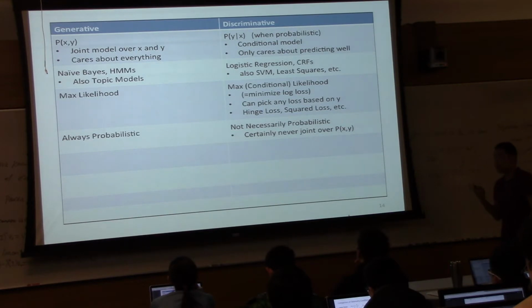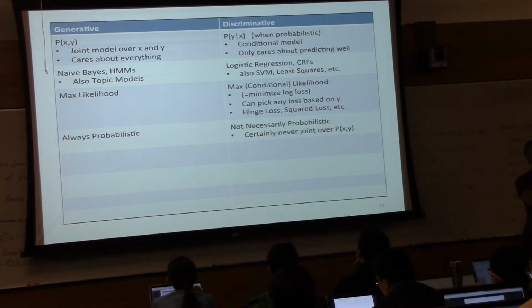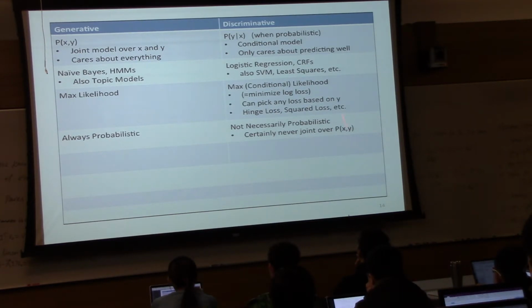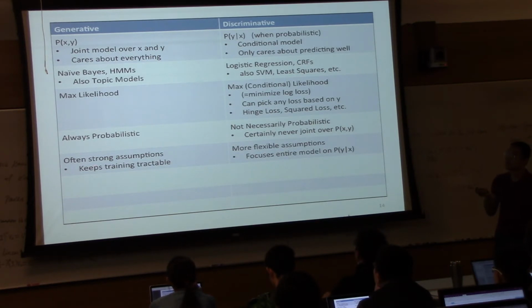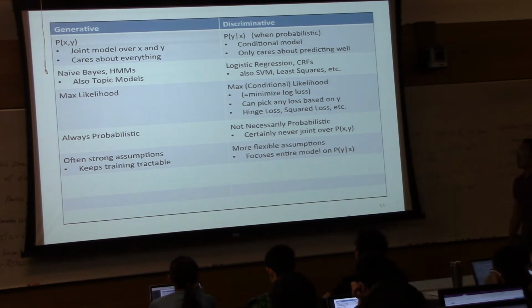Generative models are always probabilistic, as far as I know. I can't imagine generative models that are not probabilistic, but by and large in the literature, generative models are probabilistic, while discriminative models are often not probabilistic. An SVM does not have a direct probabilistic interpretation. In order to keep the model tractable while modeling the joint distribution, you often have to make very strong independence assumptions. Logistic regression, for example, can make more flexible assumptions because it's only focused on modeling y given x.